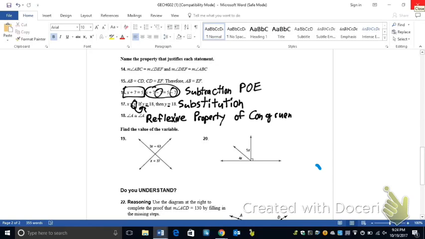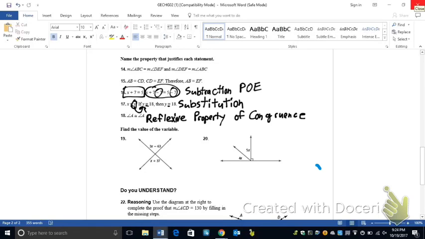So, 19 and 20, what we're doing is identifying the angle relationships and then using that to solve for the variable. So again, take a couple minutes, try it by yourself, come back when you're ready.